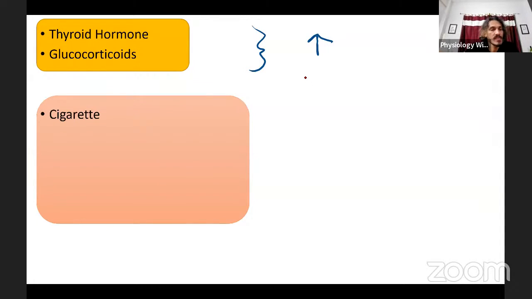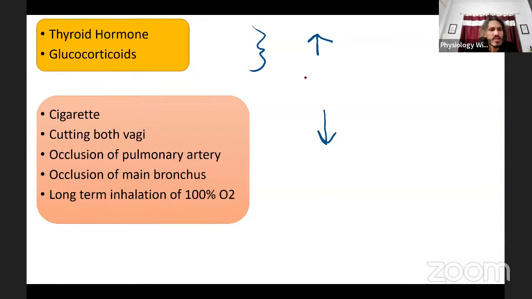Apart from that, cigarette smoking, if you cut the vagus and all, pulmonary artery is occluded, bronchus is occluded, or very importantly, long-term inhalation of 100% oxygen. So 100% oxygen is not a good thing. If you give a newborn baby 100% oxygen for a long time because you think it's good, it will reduce the surfactant. Okay, so these two are two important things you need to remember.